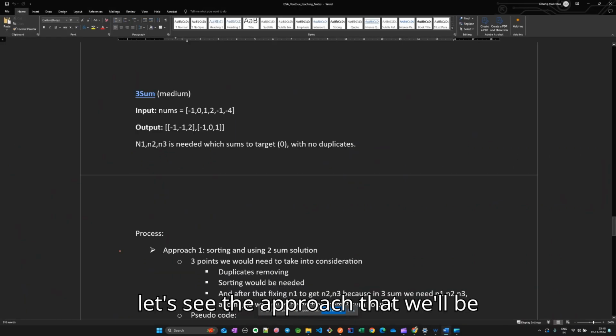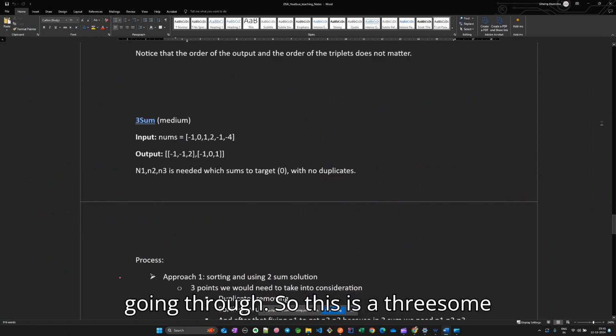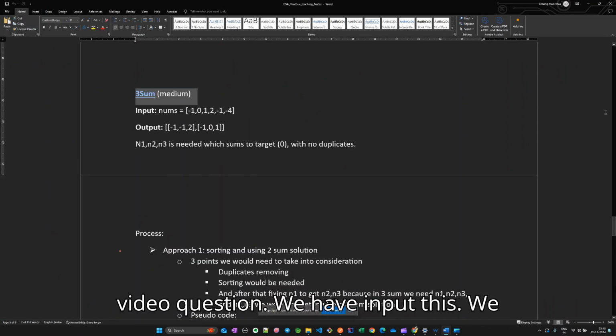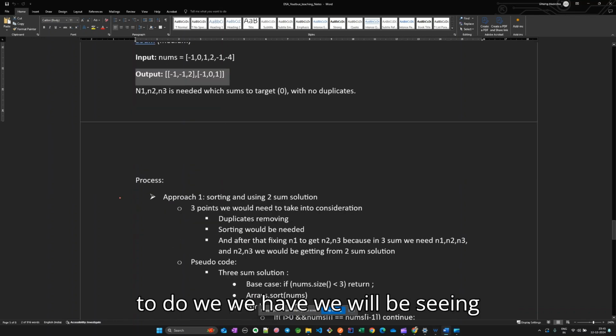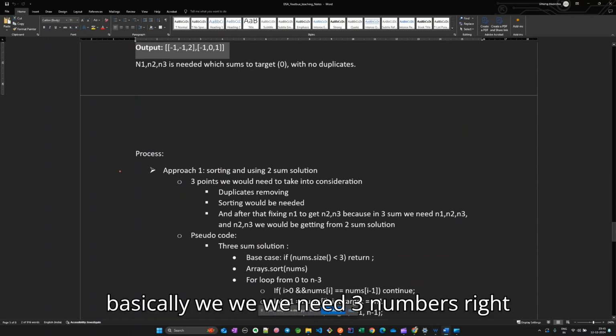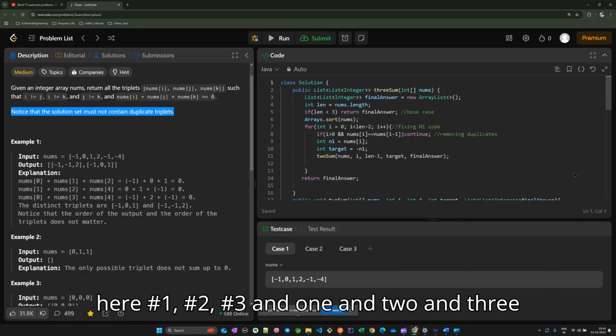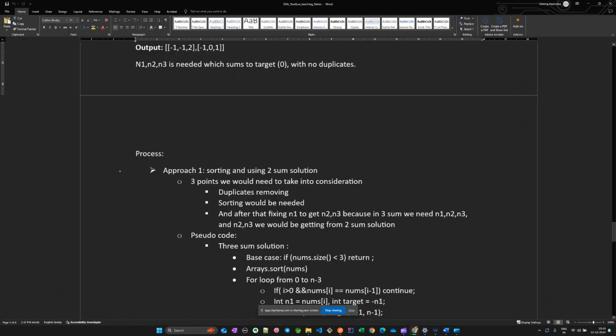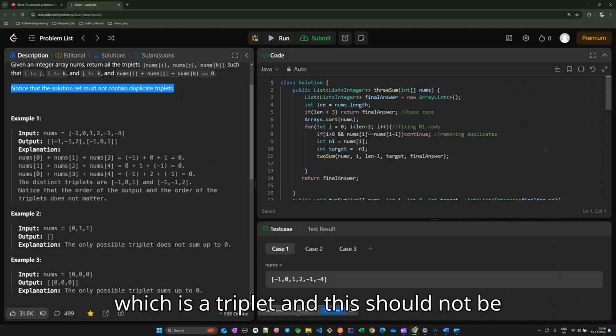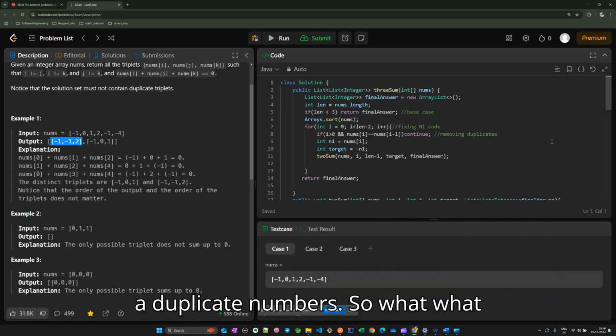Let's see the approach that we'll be going through. So this is a three sum medium question. We have the input, and we need this output. What process do we need to follow? Basically, we need three numbers, number one, number two, number three, which form a triplet and which should not be duplicates.